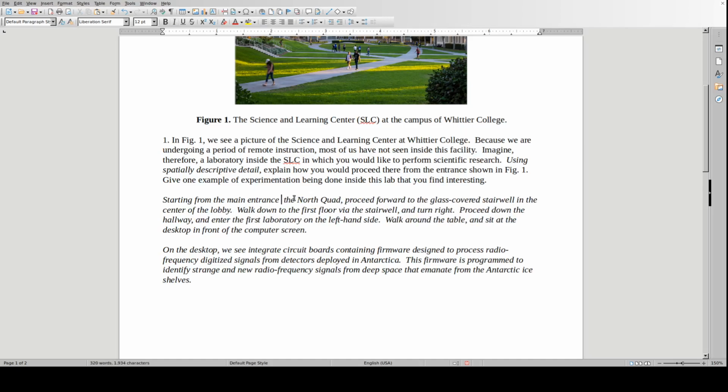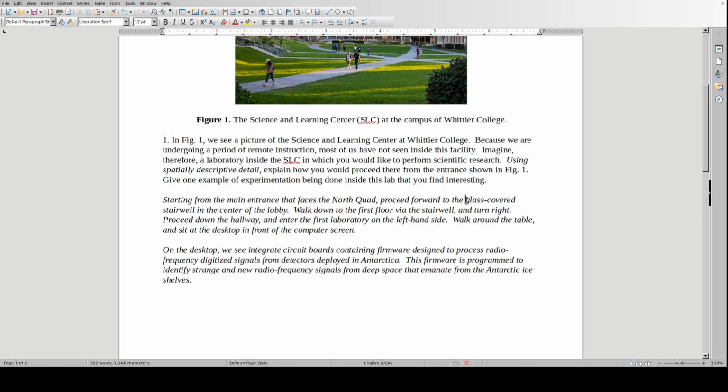So saying starting from the main entrance, I could say that faces the north quad. By replacing facing with that faces, maybe that is more evocative, like it's the entrance that faces the north quad, not the reader. Starting from the main entrance that faces the north quad, proceed forward to the glass-covered stairwell.